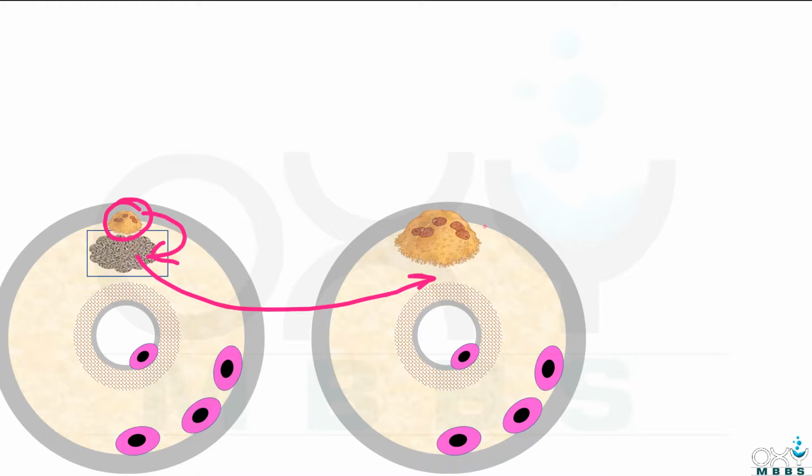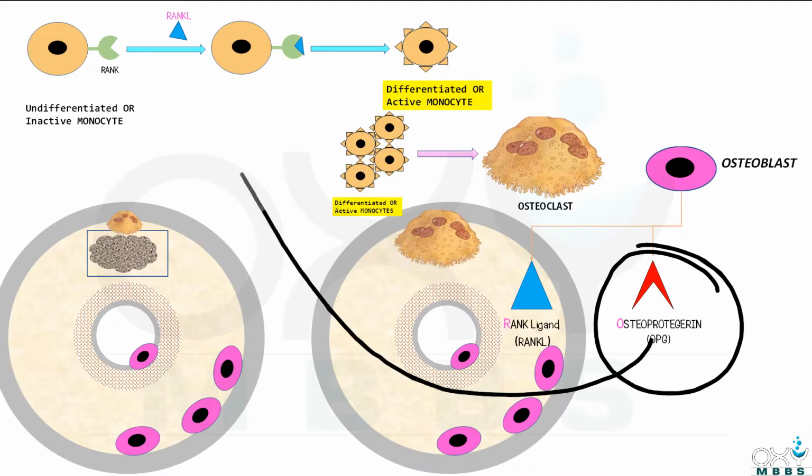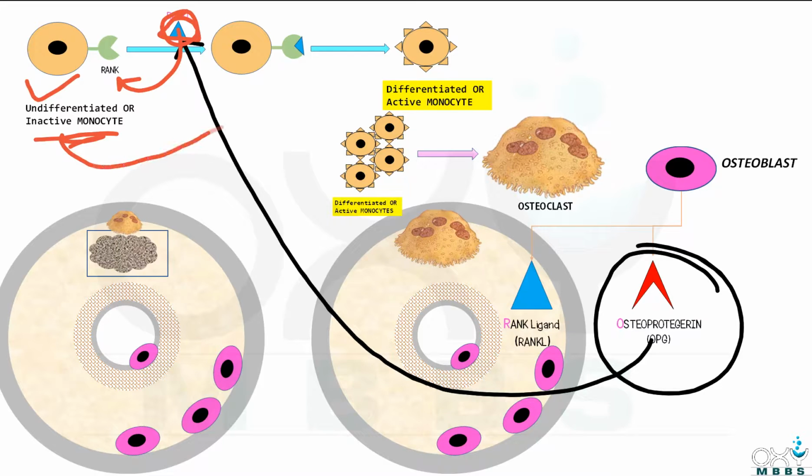Now, to prevent the further activity of these osteoclast cells, because if their activity is not stopped, they may cause degradation of normal tissue also, a protein called osteoprotegerin is needed. This osteoprotegerin protein binds with the RANK ligand and prevents the attachment of RANK ligand with the RANK present on the undifferentiated or inactive monocytes. Because of this, these monocytes will not be able to convert into differentiated or active monocytes, and osteoclast cells will not be produced.